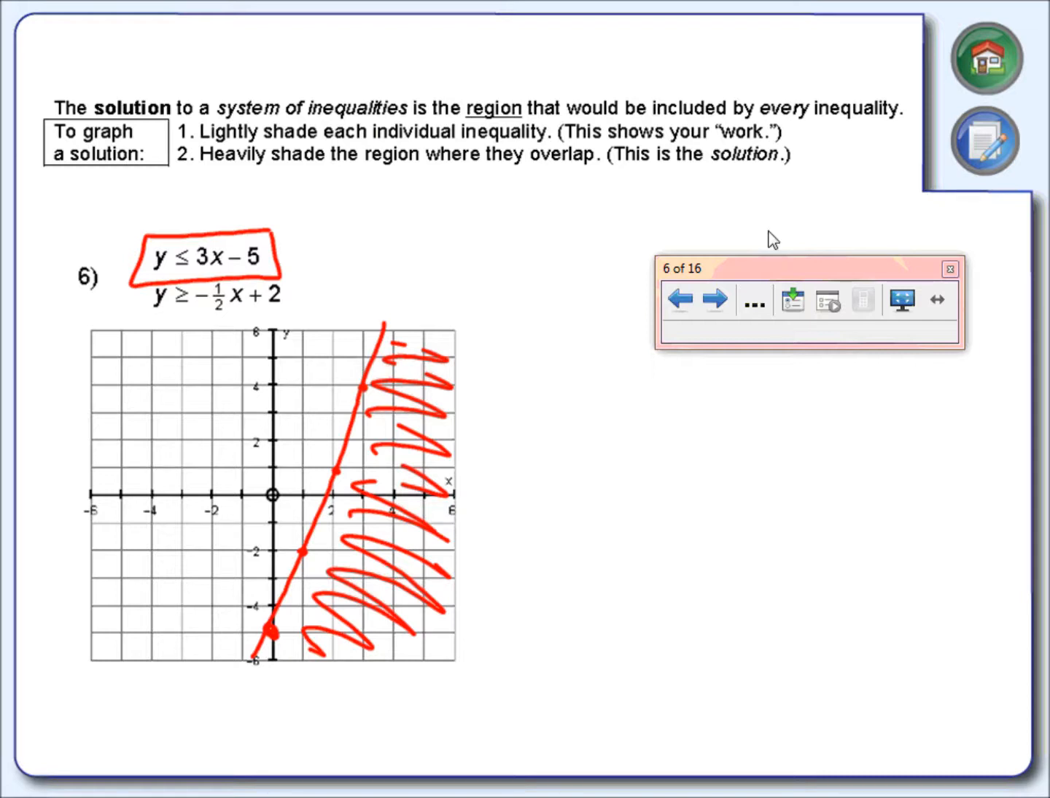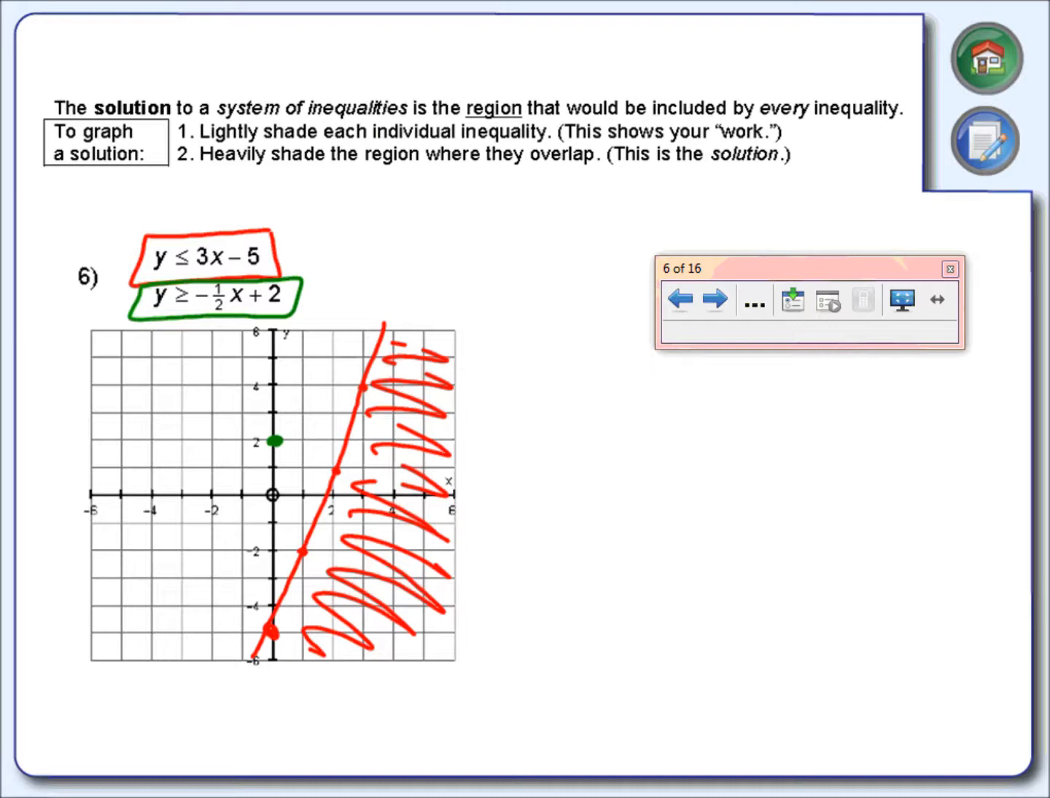Now I'm going to graph the second one in a different color. It'll make things a little bit easier to see. So if you have a different color, I recommend that you use that different color. Now we're going to graph y is greater than or equal to negative 1/2 x plus 2. So, positive 2, that's our y-intercept. There's your starting point. Negative 1/2, that's our slope.